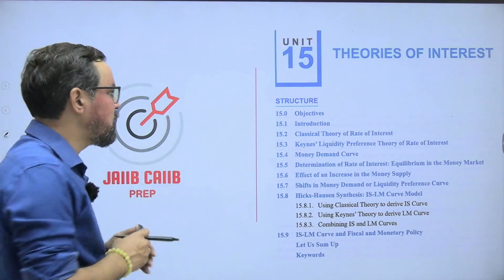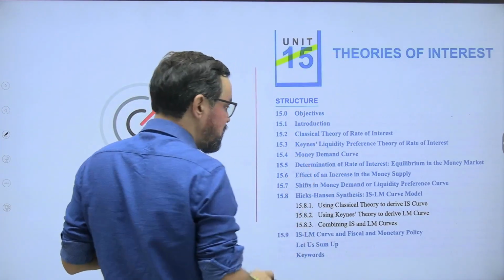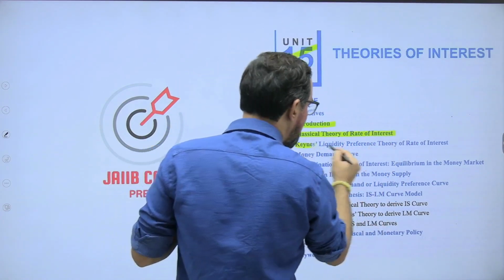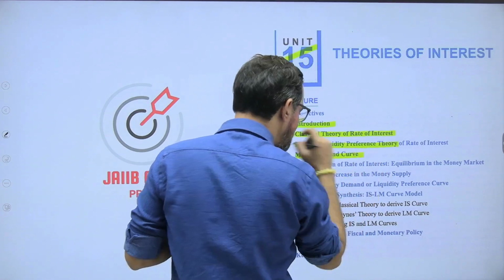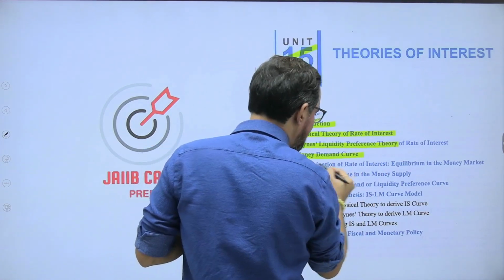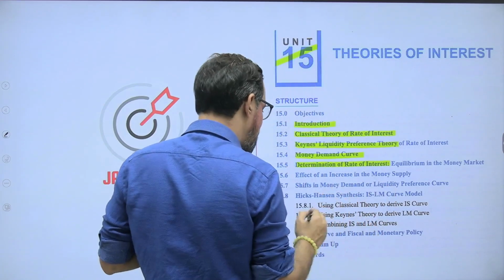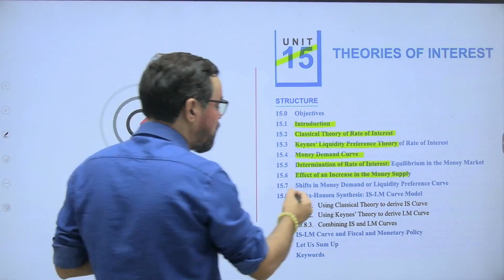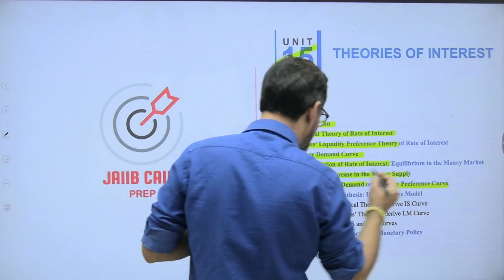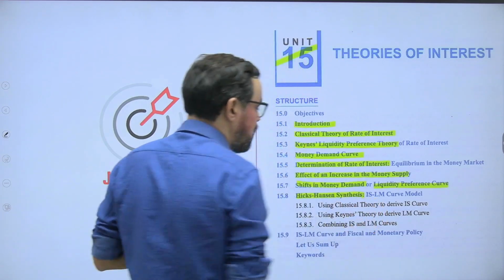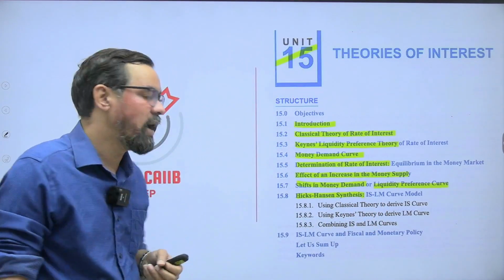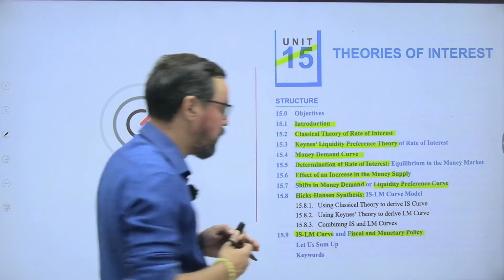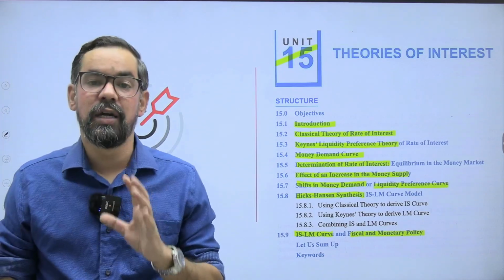So in this particular session, we are going to discuss these many subtopics. The basic introduction, classical theory of rate of interest, Keynes' liquidity preference theory. Then we have the money demand curve, then determination of rate of interest and equilibrium in the money market. Effect of an increase in money supply, a shift in money demand or liquidity preference curve, Hicks and Hansen's synthesis, which is generally known as the IS-LM curve, right? And then the final one, IS-LM curve and fiscal and monetary policy. So these are the subtopics which are part of this unit.